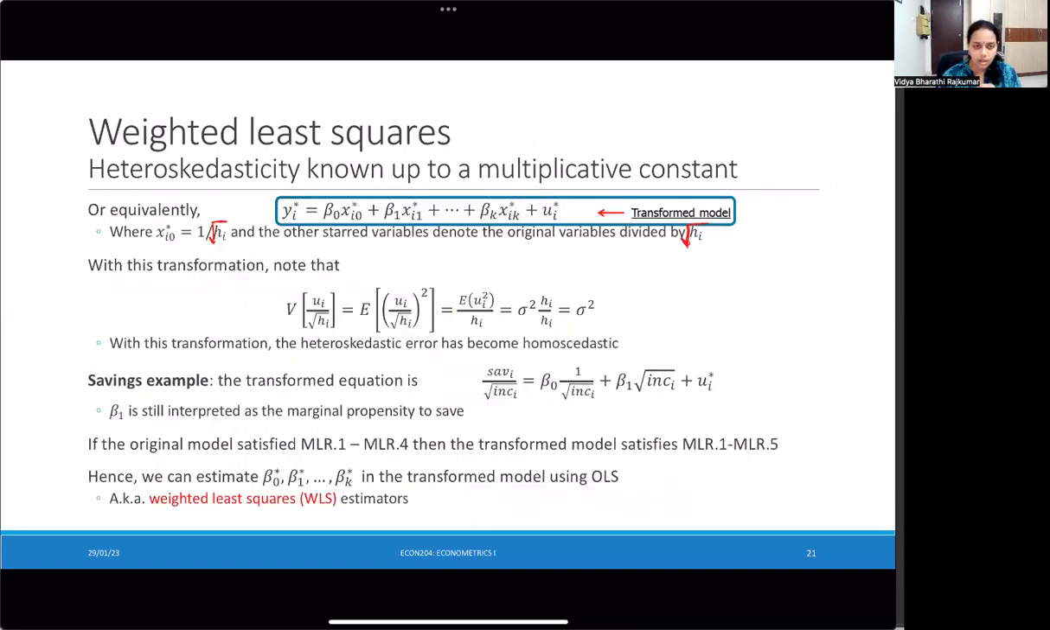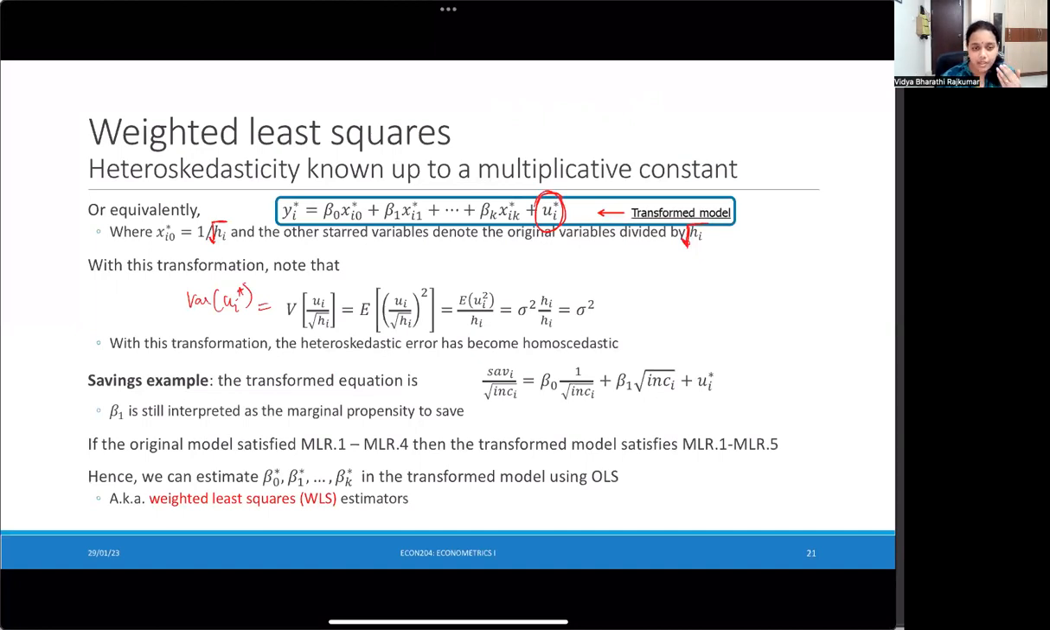In other words, I now have a transformed variable where all my y and x variables, I'm denoting them with an asterisk, y star, x star, and so on, where every x star is just the original x variable divided by square root of hi. Now, let's focus specifically on the variance of this transformed error term. The variance of ui star is nothing but the variance of ui divided by square root of hi.